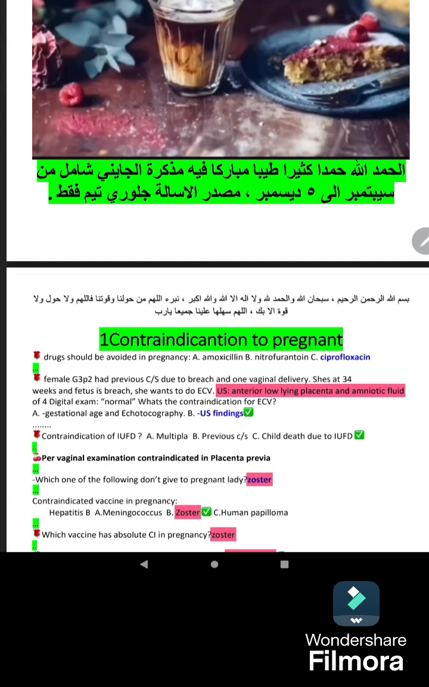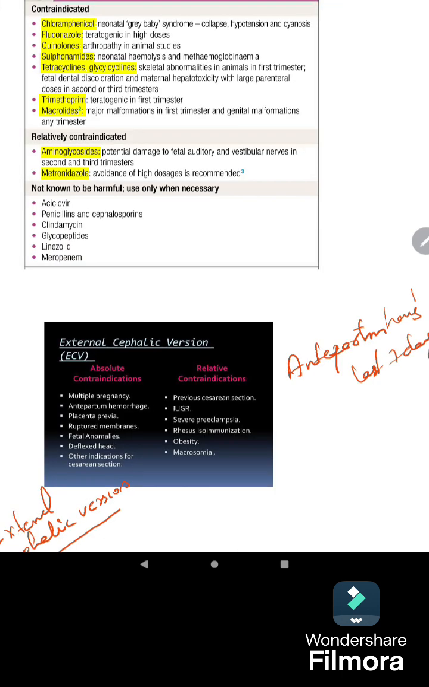So basically there are a lot of drugs that are contraindicated in pregnancy, but majority of the times the question comes from which antibiotic should be avoided. Here you can see the antibiotics that are contraindicated: chloramphenicol, fluconazole, quinolones, sulfonamides, tetracyclines, trimethoprim, and macrolides. Based on each, you can see the teratogenicity. Chloramphenicol is causing gray baby syndrome, fluconazole is teratogenic, the quinolones are causing arthropathy. So basically, that is what is looked for.